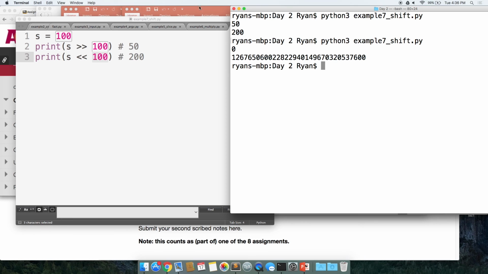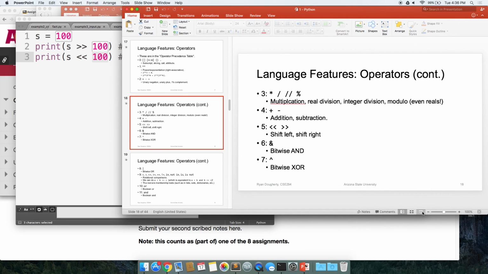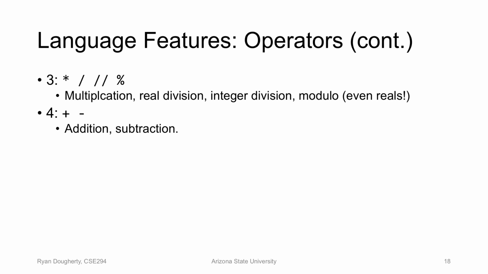Okay, so probably one more slide. All right, one more thing. So shift left, shift right. So what do you think the single ampersand is? Bitwise and. So take 2 arguments and look at each of the bits in order. If they're both 1, keep the result 1. Otherwise, if one of them is 0, keep it 0.